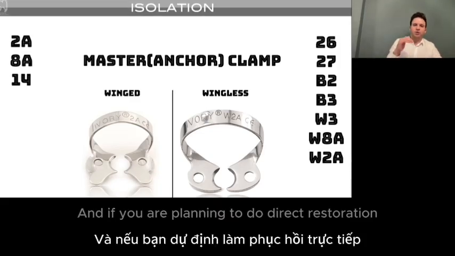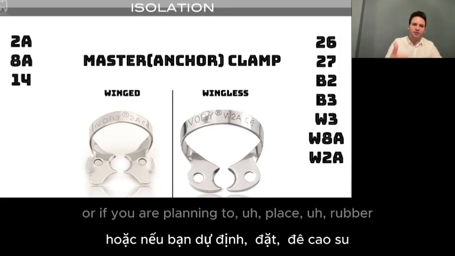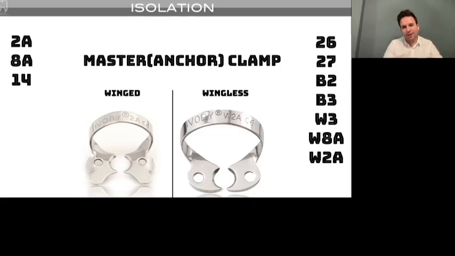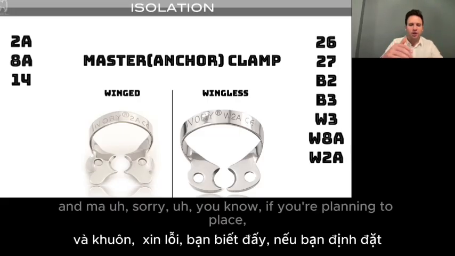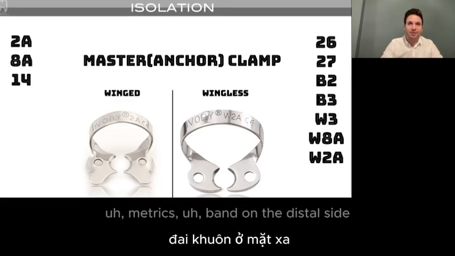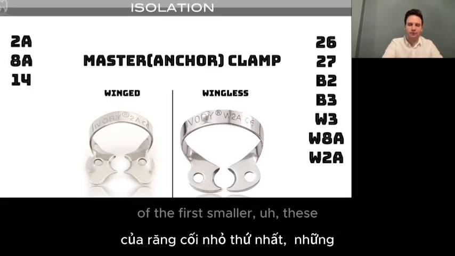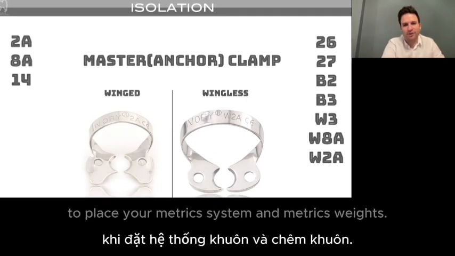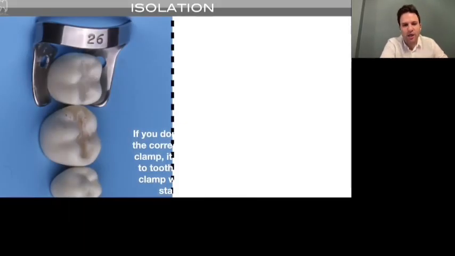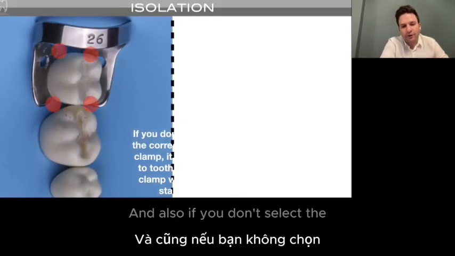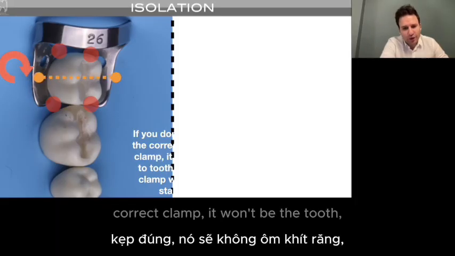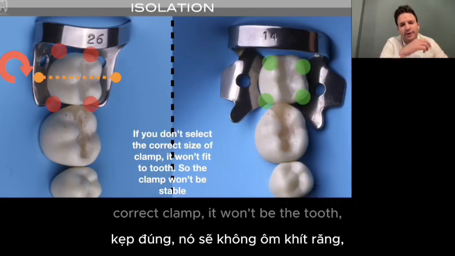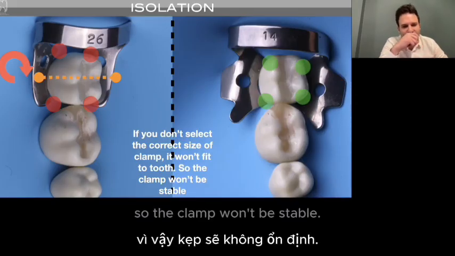And if you are planning to do direct restoration, or if you are planning to place matrix bands on the distal side of the first molar, these wings make it difficult to place your matrix system and wedges. And also, if you don't select the correct clamp, it won't fit the tooth. So the clamp won't be stable.